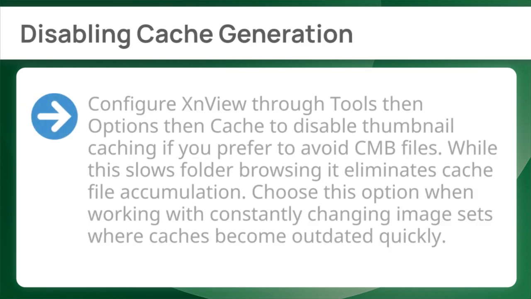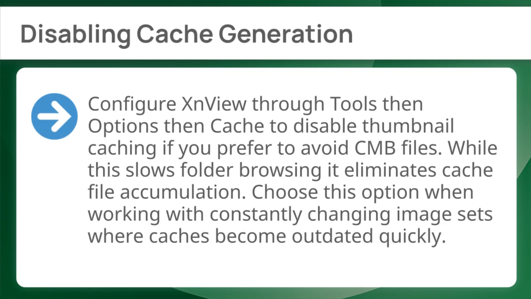Finally, disabling cache generation. Configure XnView through Tools, then Options, then Cache to disable thumbnail caching if you prefer to avoid CMB files. While this slows folder browsing, it eliminates cache file accumulation. Choose this option when working with constantly changing image sets, where caches become outdated quickly.